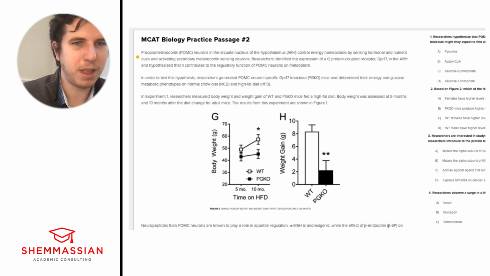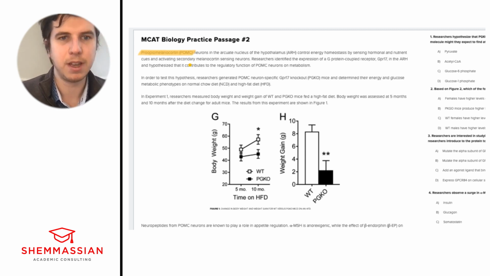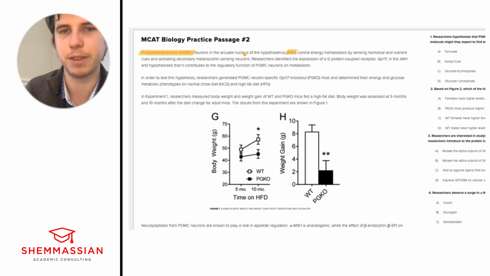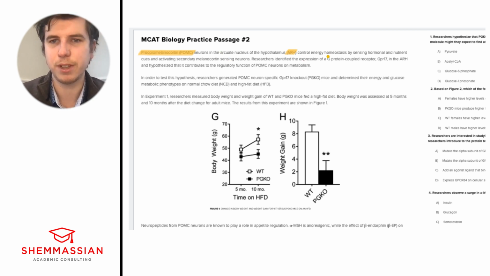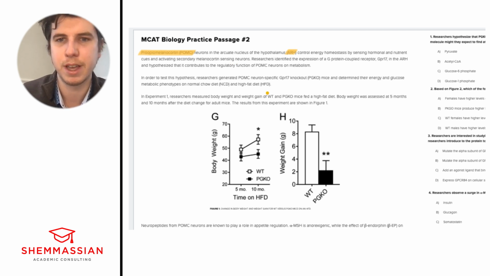Proopiomelanocortin, POMC. I'm going to highlight that because it's an acronym. It's good to be able to find those in case we need it. Neurons in the arcuate nucleus of the hypothalamus, ARH, right? So I'm going to just highlight ARH because I want to highlight this whole sentence, but that's the arcuate nucleus of the hypothalamus. Control energy homeostasis by sensing hormonal and nutrient cues and activating secondary melanocortin sensing neurons. Okay, it's just a lot of words telling us a little bit what's going on. I'm going to highlight homeostasis, right? Just like maintaining that middle set point for the body.